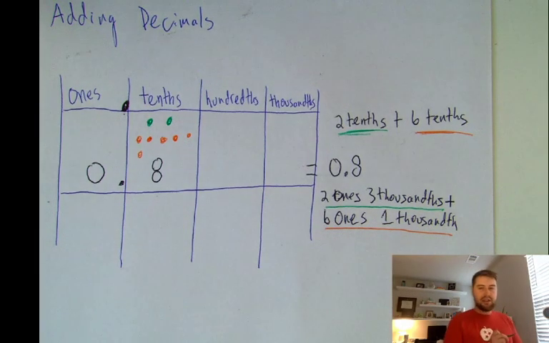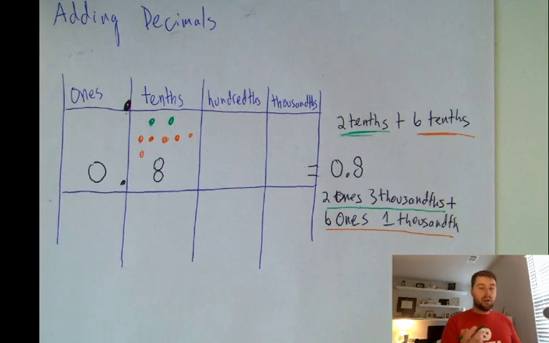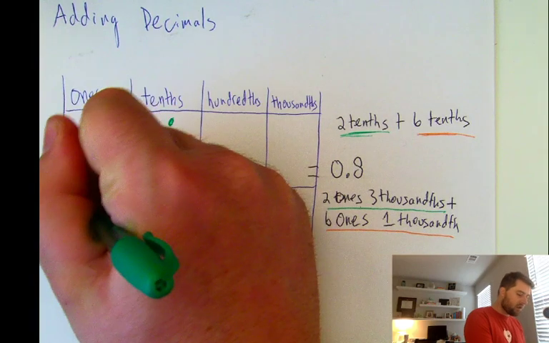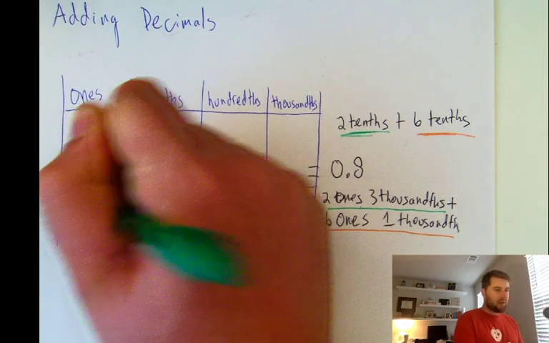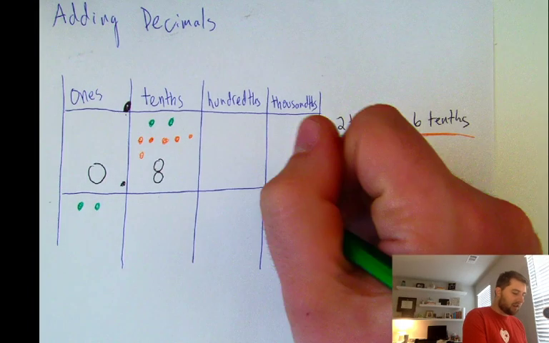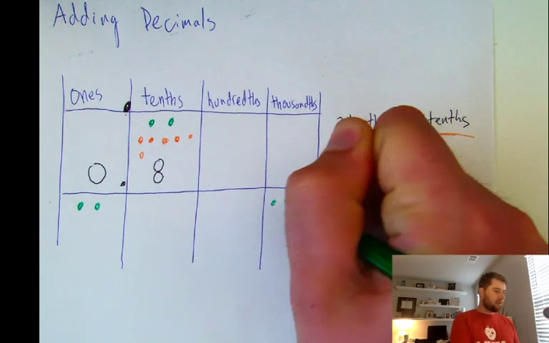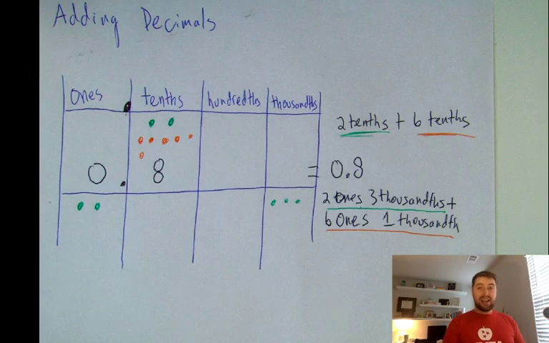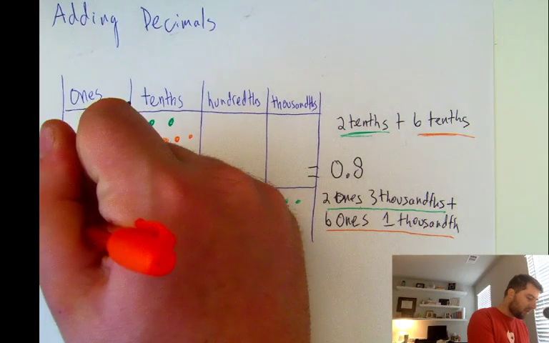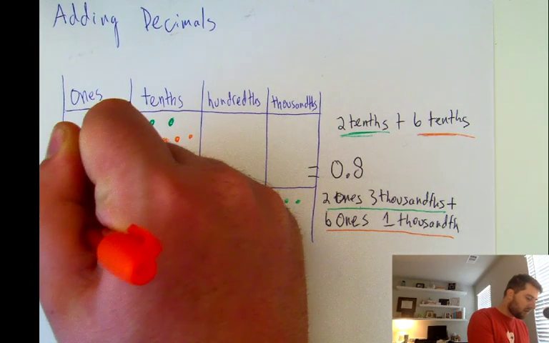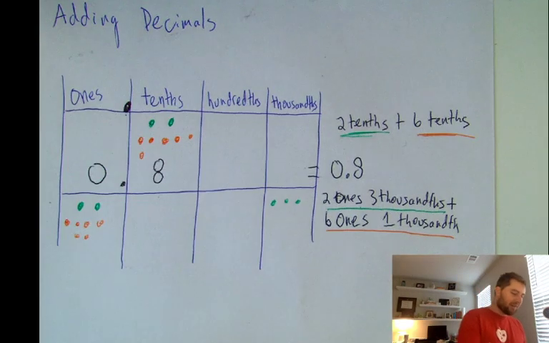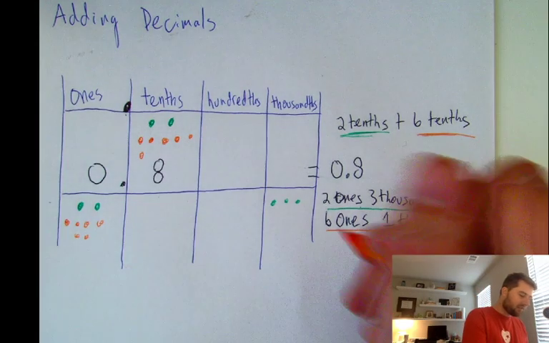So if you look at our green number here, there are 2 ones. So we have 2 dots in our ones column. And then 3 thousandths, so we've got to jump all the way over to our thousandths column and put 3 dots in our thousandths column. Then we'll add in our orange number, which is 6 ones. So I've got 6 more dots coming in on the ones column. And 1 more dot in the thousandths column because we've got that 1 thousandths.